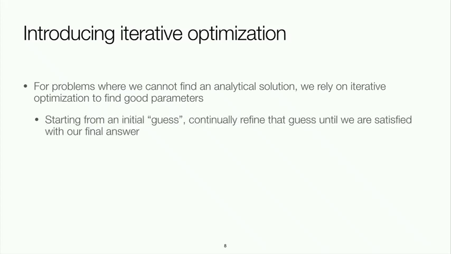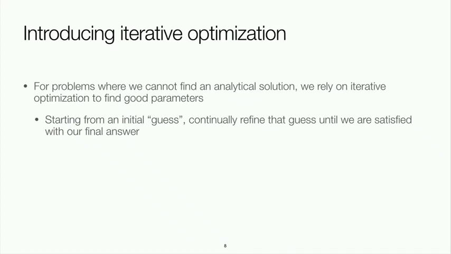And basically, at a high level, what iterative optimization is, we start from some initial, what we call guess, right? So we have some theta that we start with. It might be good, it might be bad, who knows? But what we do is we try to continually refine that guess of theta. So we start from some theta, and then we try to refine that into a theta that's better, right, according to our objective. And we continually do that until we're satisfied with our final answer. So remember, we might never be satisfied, right?